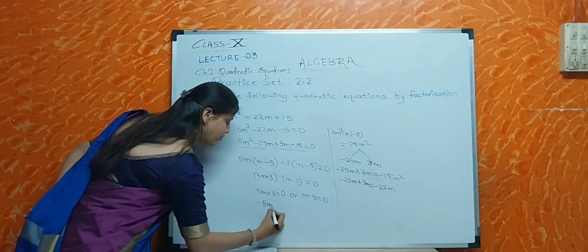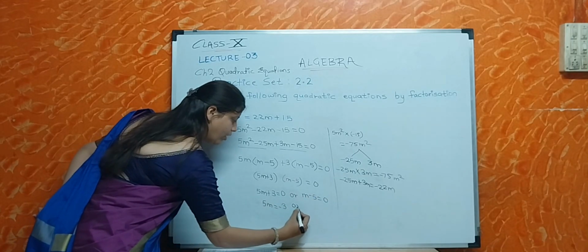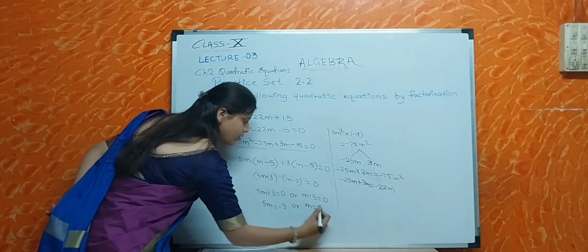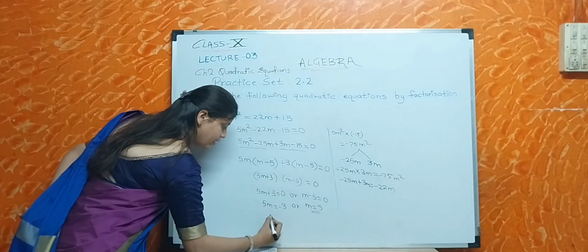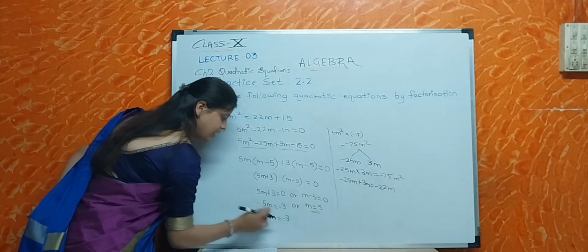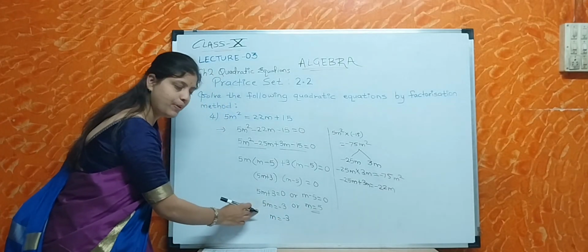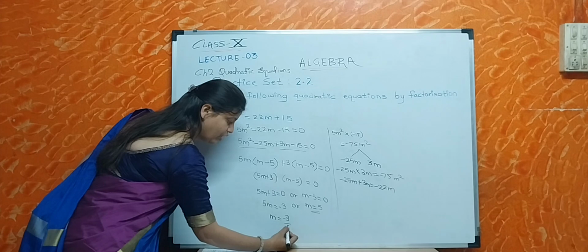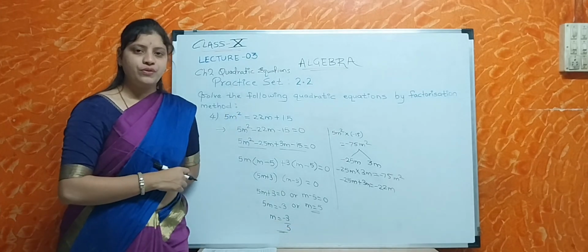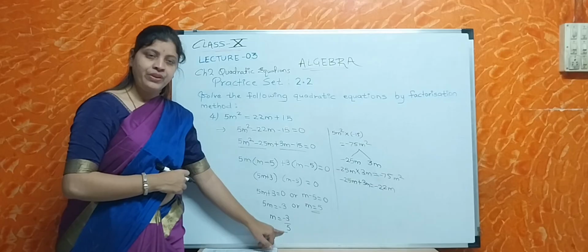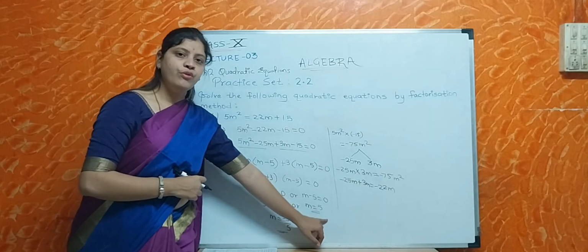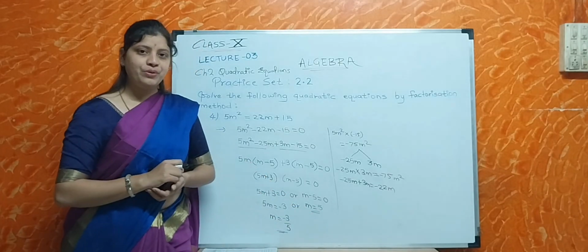So 5m is equal to minus 3 or m is equal to, this minus 5 will become plus 5, and m is equal to 5. Minus 3 in the first, and this 5 is in the form of multiplication, so it will go in the denominator here. Two solutions of this equation, that is m is equal to minus 3 upon 5 and m is equal to 5. Understood up to this?